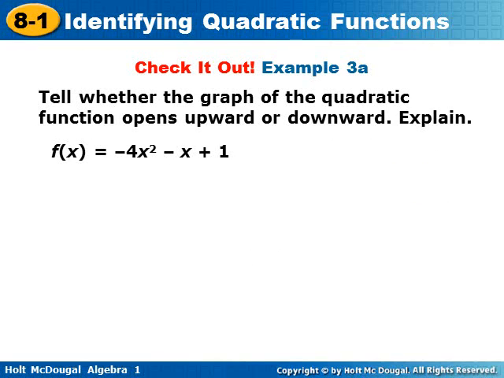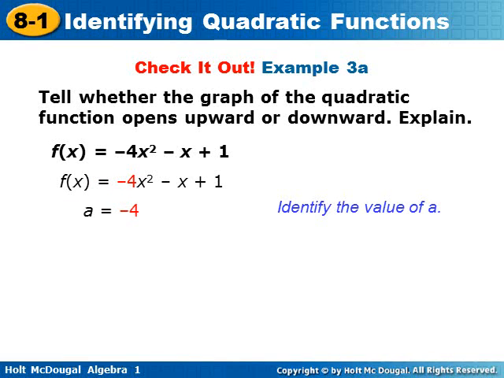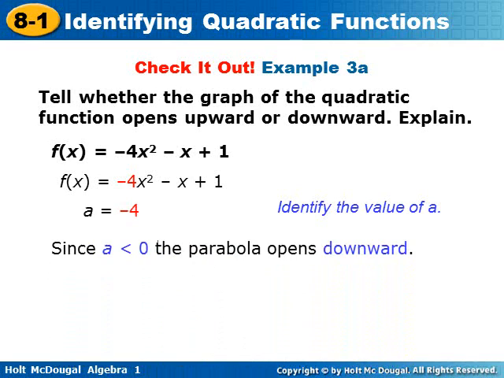Tell whether the graph of the quadratic function opens upward or downward. Explain. Function of x, or that's another way of writing y, equals negative 4x squared minus x plus 1. So this one's for you to try, looking at the value of a and determining if it opens upward or downward, and then you can check back for your answer. So a is equal to negative 4, which is a negative number, or less than 0, so the parabola opens downward or frowns.